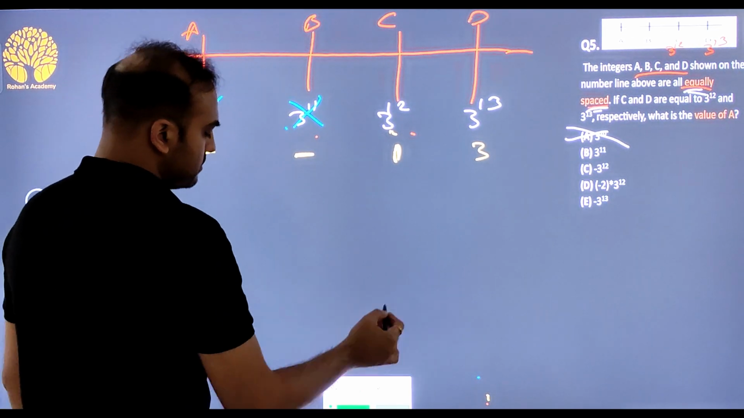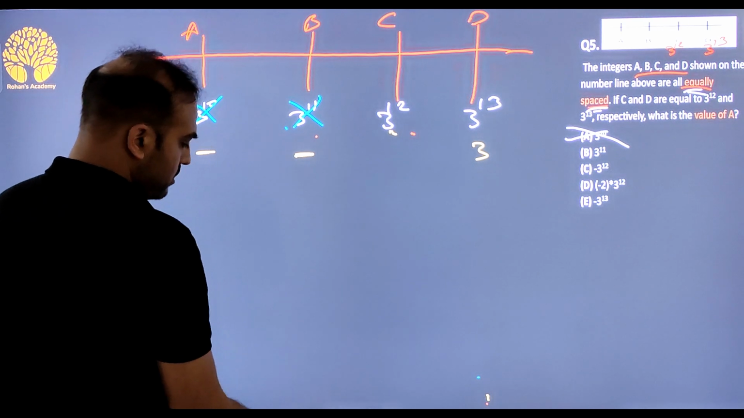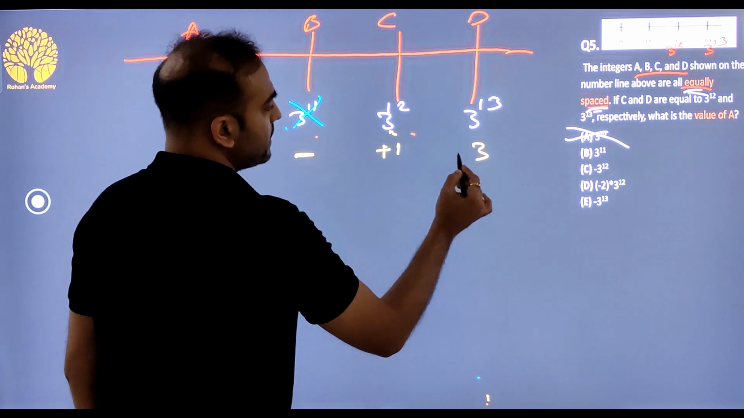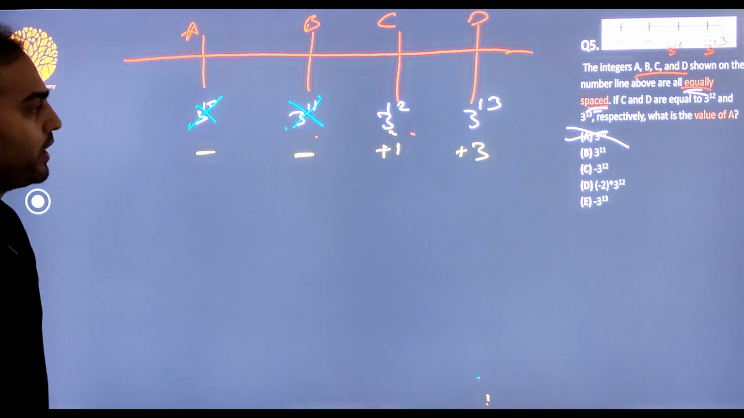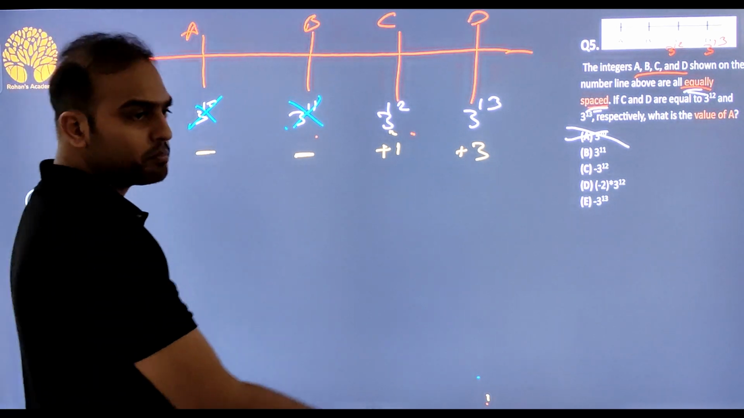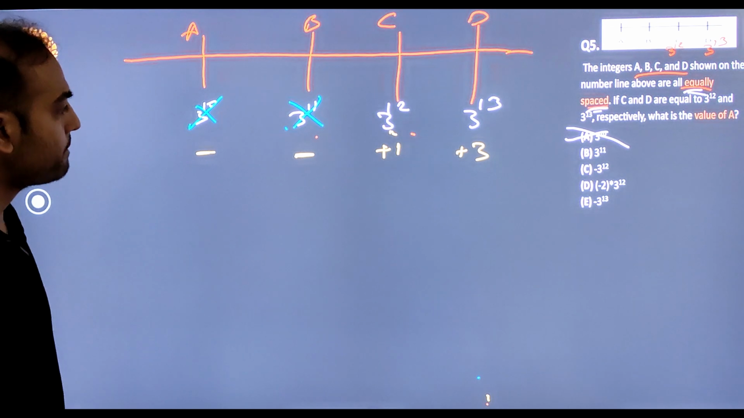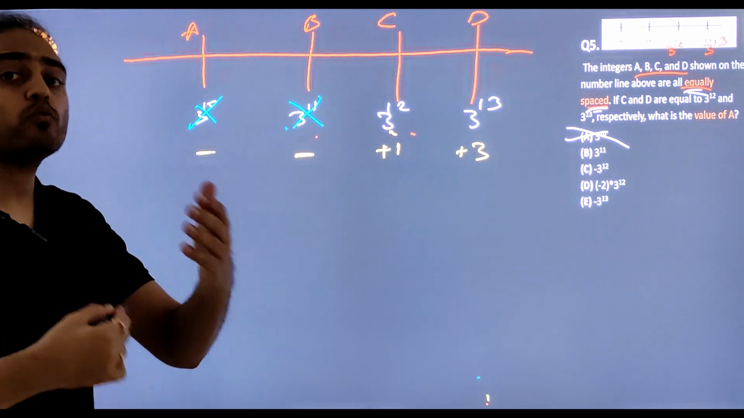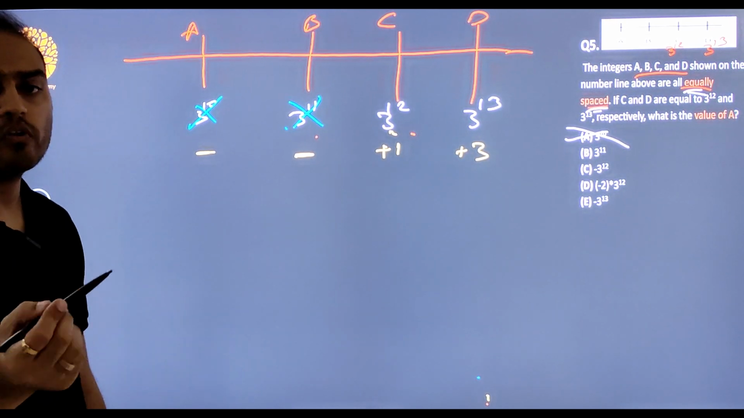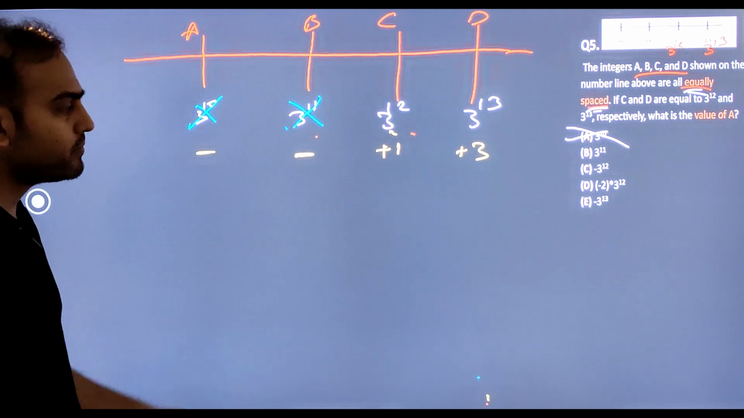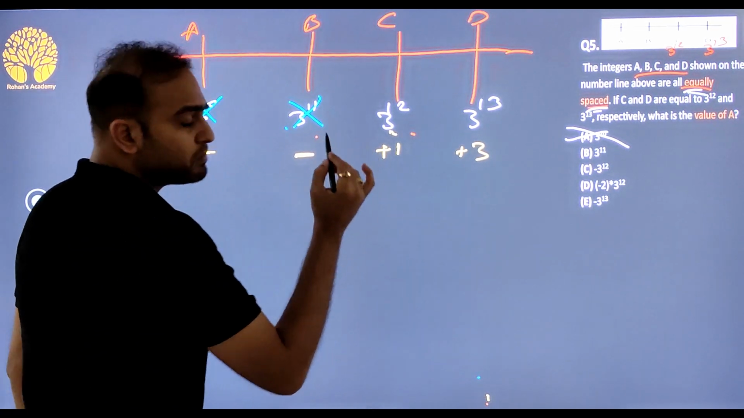This becomes plus 3. All the options are also divided by 3 power 12 as of now. Now let's focus on equally spaced. What do we mean by equally spaced? The distance should be the same. This is plus 3, this is plus 1.